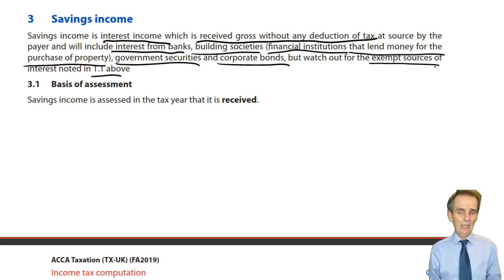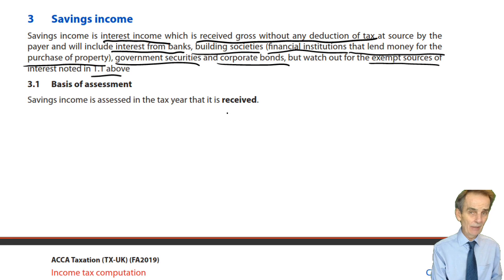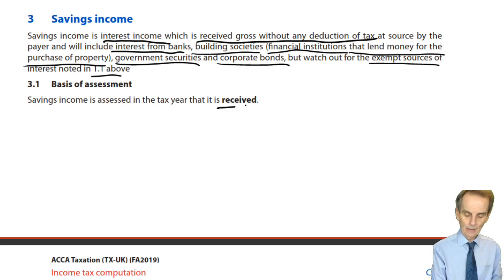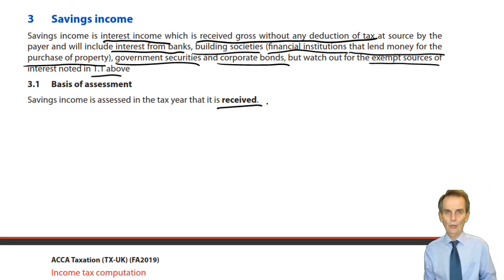The basis of assessment, i.e. how do we relate this source of income to the tax year in which it will be assessed, for us the 2019-20 tax year, it is, as in fact we saw with employment income, and it's applicable to all our sources of income other than trading income. It's very simple. We work on a received basis. Received here in terms of interest is, of course, like with a bank or building society, when that interest is credited to your bank account or to your building society account.